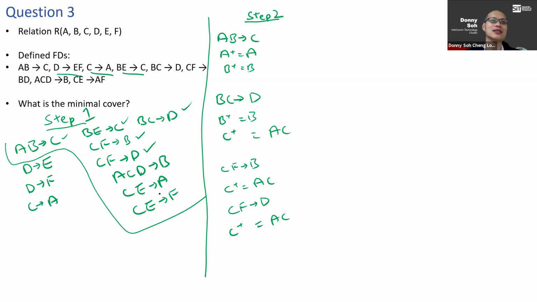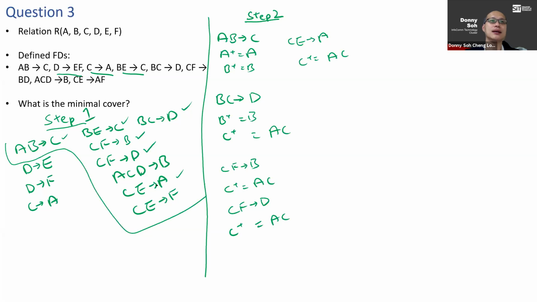Okay, let's look at these two before we look at this one. So CE implies A. C closure is equal to A, C. So A, C does not have E, so this is also required. Okay, notice that here we may be able to remove this FD, but let's keep it here first because we're only in step 2.